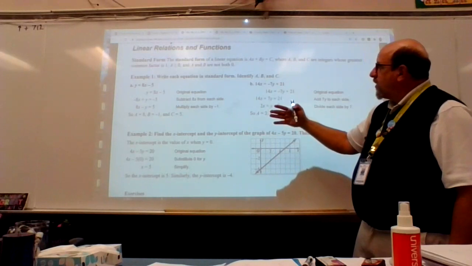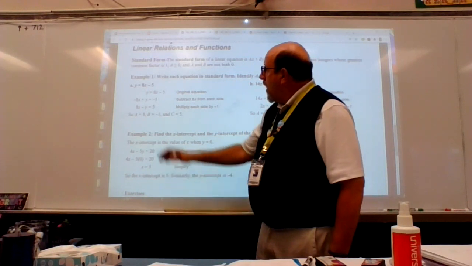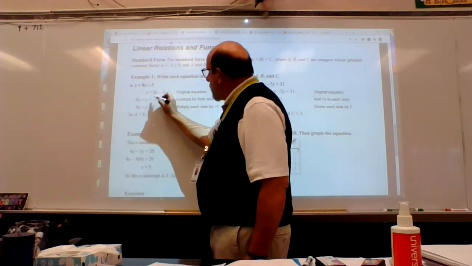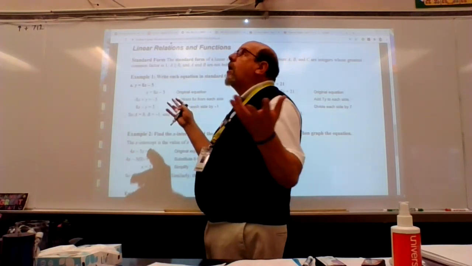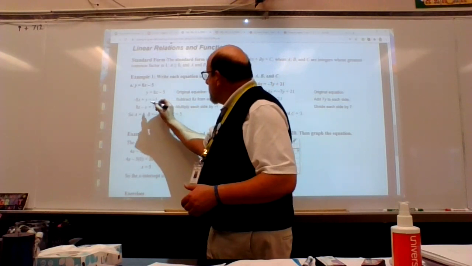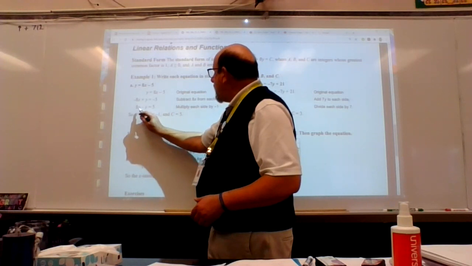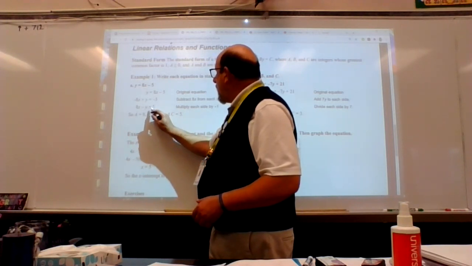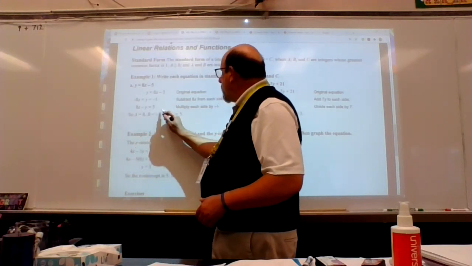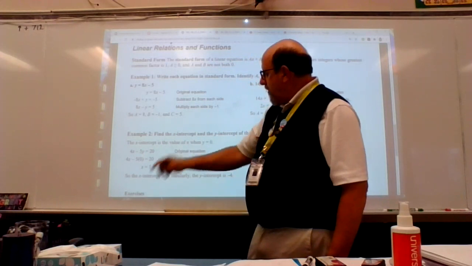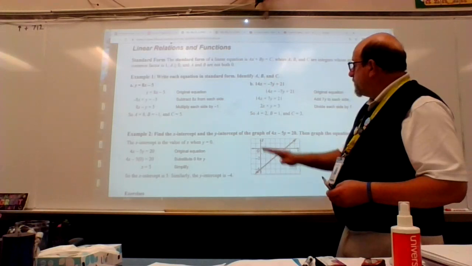So here we go. Y equals 8x minus 5, okay? All we do to write it in standard form is subtract 8x from both sides. We don't like a negative 8x for some unknown reason. So we're going to multiply everything by negative 1, so we end up with 8x minus y equals 5. So A would be 8, B would be negative 1, and C would be 5. I'll work some down here in the exercises so we can get to it.